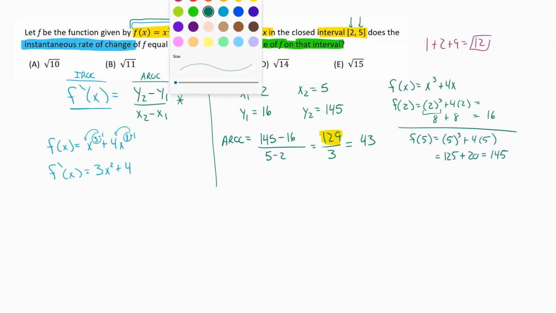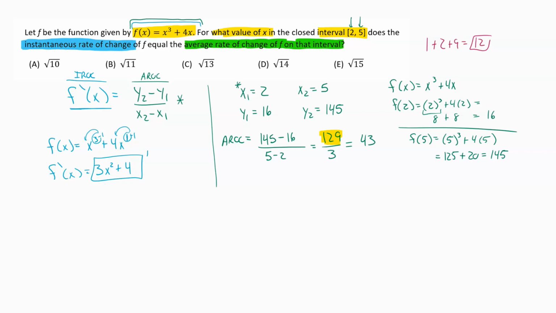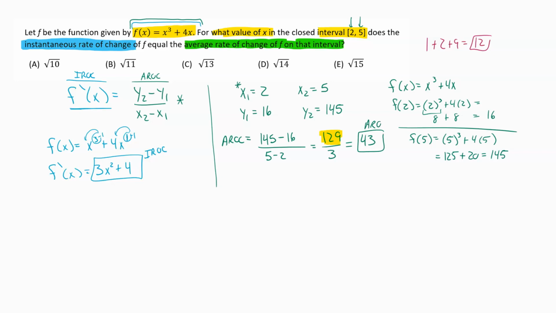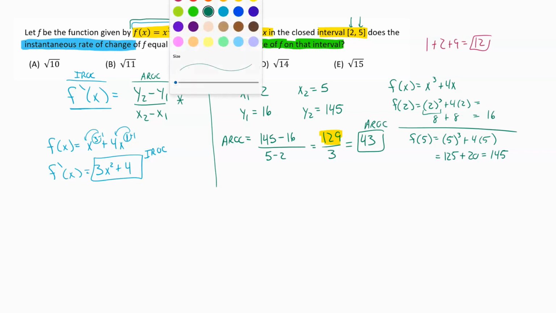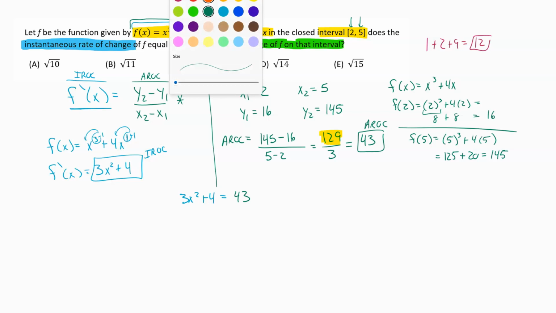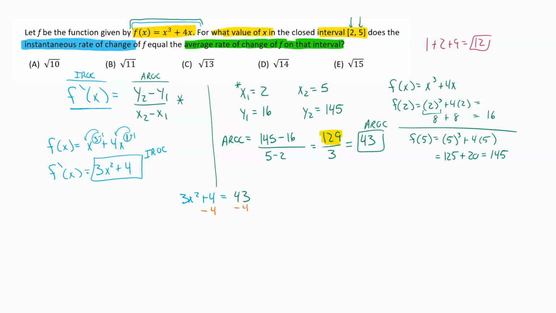And now what we want to know, right, this problem just wants to know when will our instantaneous rate of change equal our average rate of change. And so you just take and set those two equations equal to each other. So we'll take our instantaneous rate of change, and we want to know when does that equal the average rate of change that we just got out. And now we've got a little algebra problem to solve. So minus 4, we get 3x squared equals 43 minus 4 would get us 39. And then we would divide by 3. We end up with x squared equals 39 divided by 3 is 13.